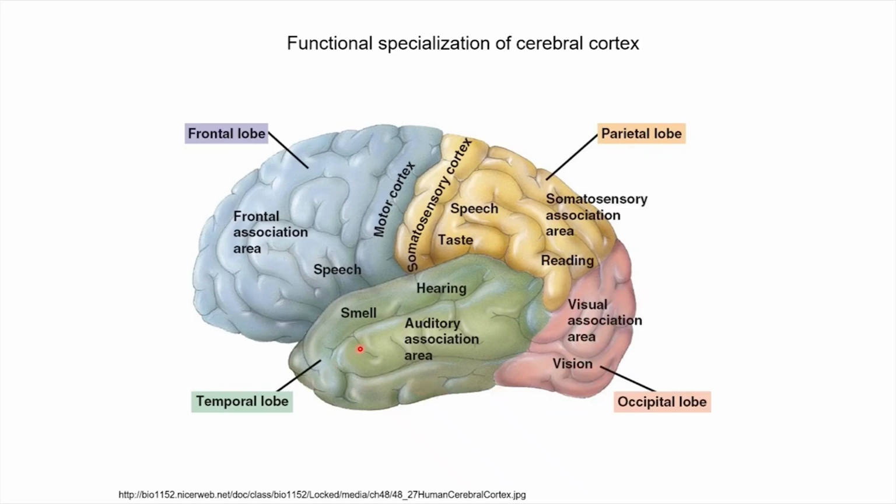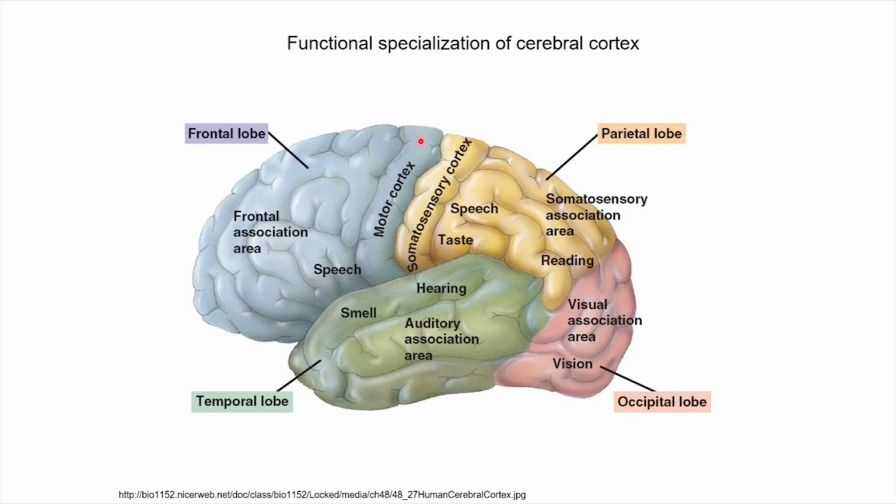The temporal lobes are located close to the ears, so they are obviously involved in hearing, but they are also involved in processing of smells and associating various sounds with other stimuli. The parietal lobe is involved in processing of speech and taste and reading and other functions. And the frontal lobe is the area that is involved in processing of speech as well as various cognitive functions like decision making and planning and working memory and so on.